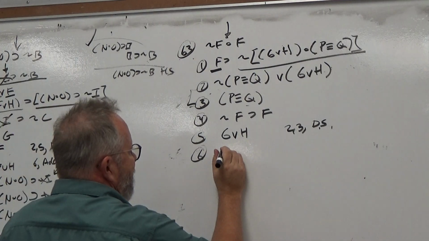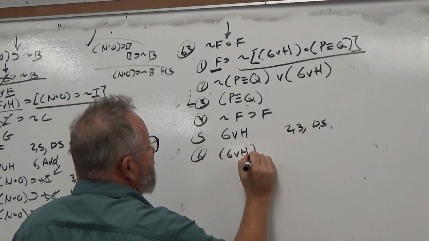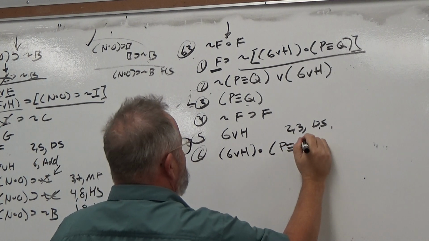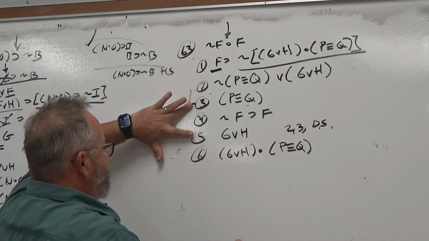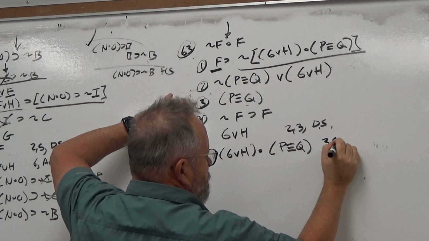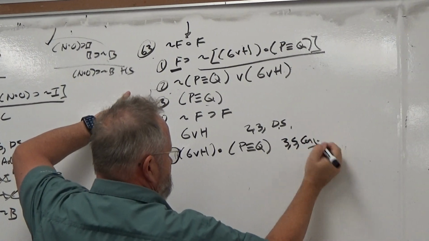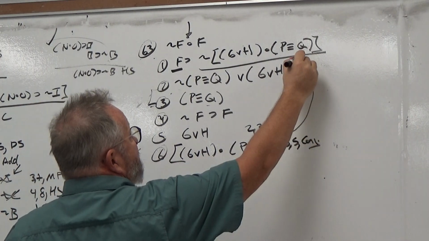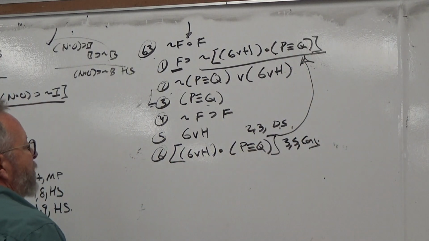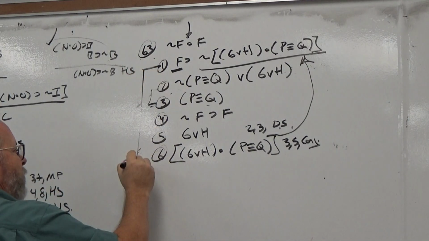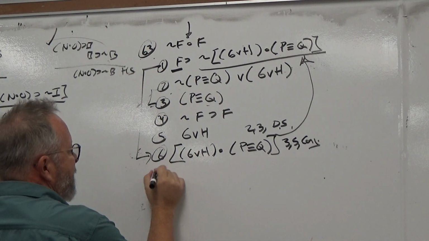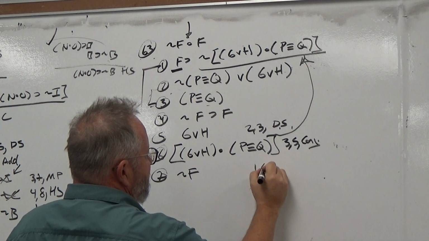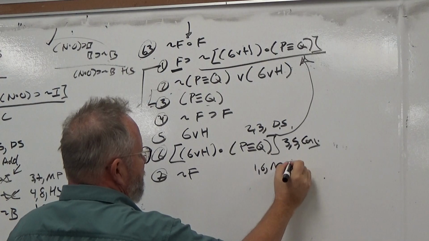Okay, and now I have the pieces to create the opposite of the consequent on line 1. I have G or H and P if and only if Q, and that came from 3 and 5 conjunction. Okay, this is the opposite of that, so I can do a modus tollens with 1 and 6, and what that gets me is not F. Okay, 1, 6 modus tollens.